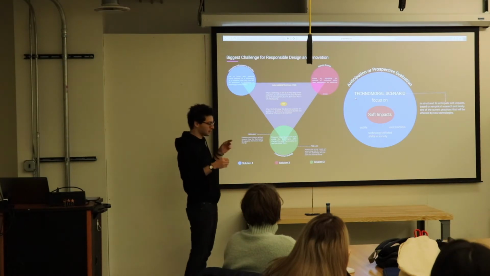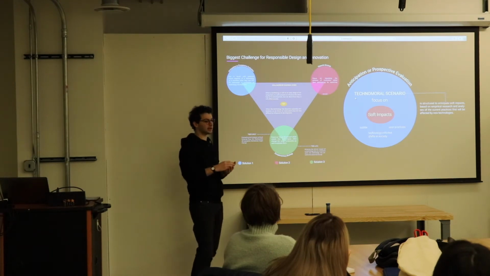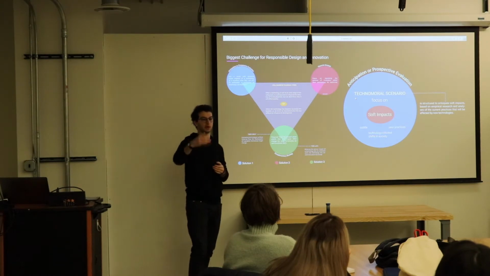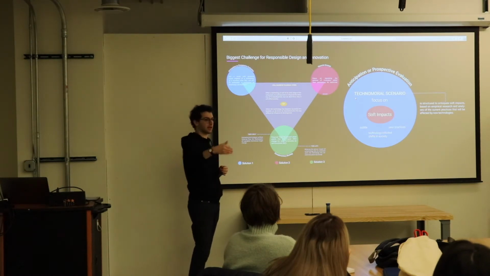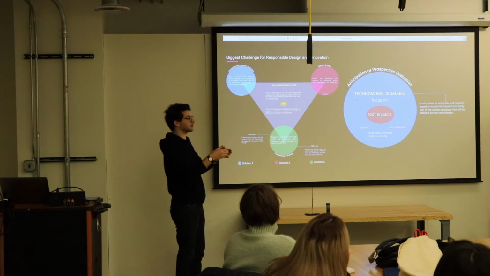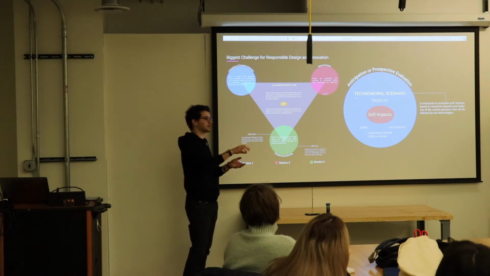This is one of the biggest dilemmas when designing for responsible innovation. What this dilemma is about is that when a technology is at an early stage of development, you don't know how it will affect society, so you can't intervene on the technology. When the technology is out there in the world, you can understand how it has affected society, but you can't intervene on the technology because it's already out there.